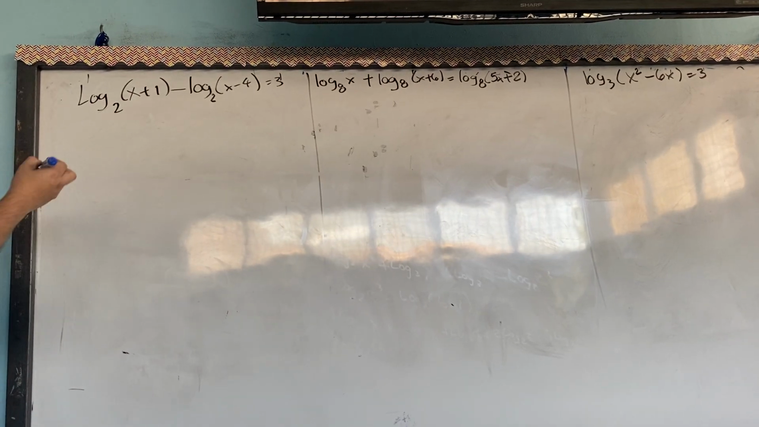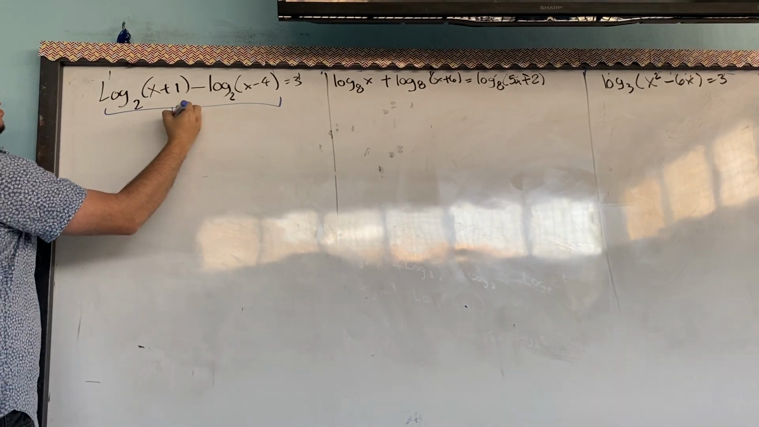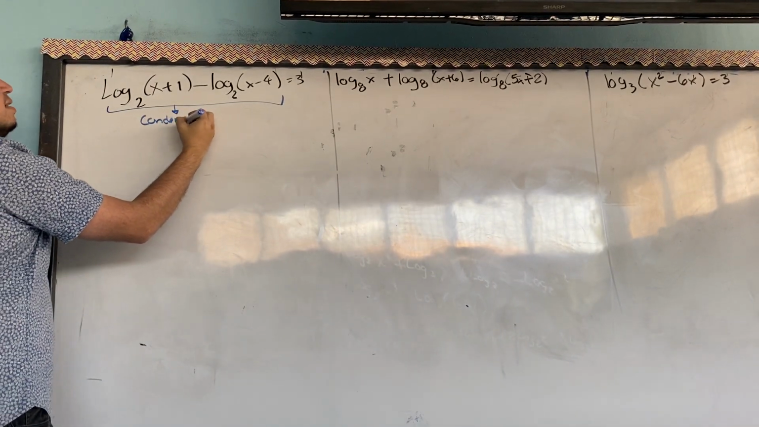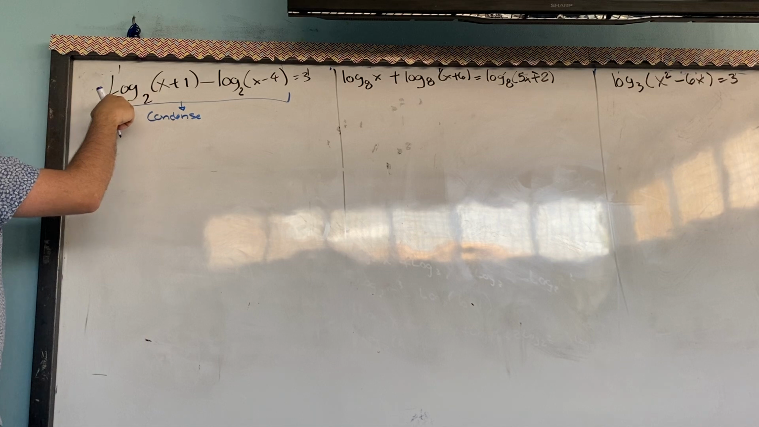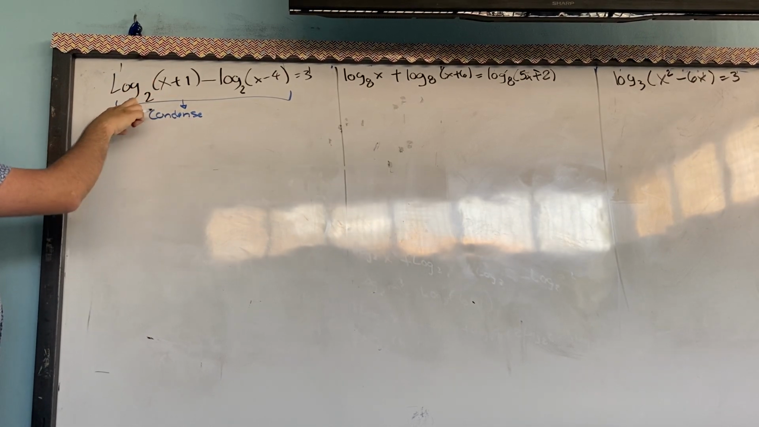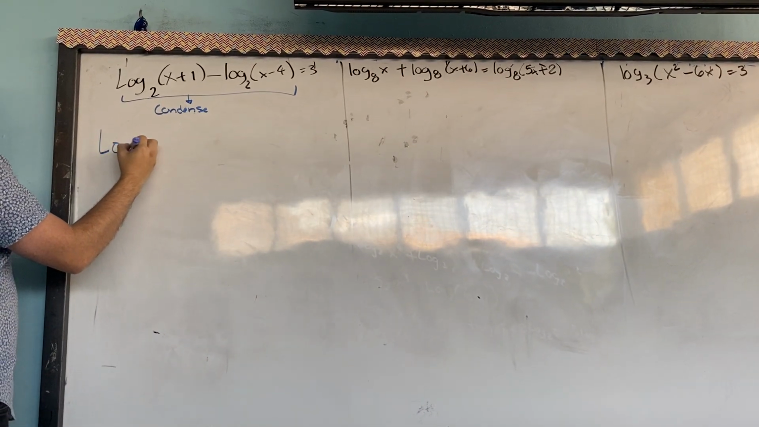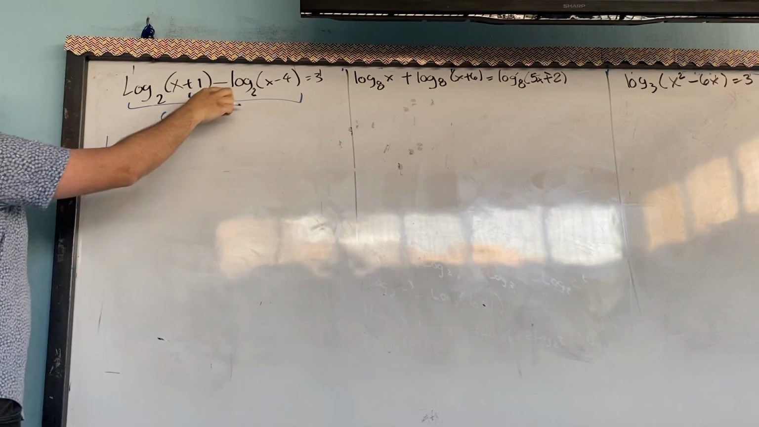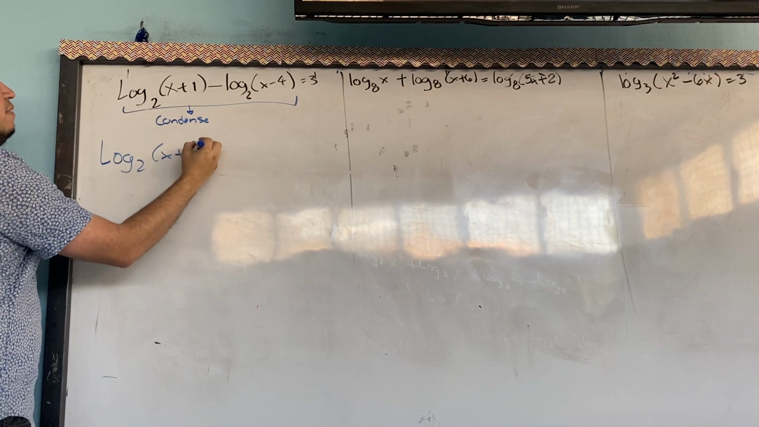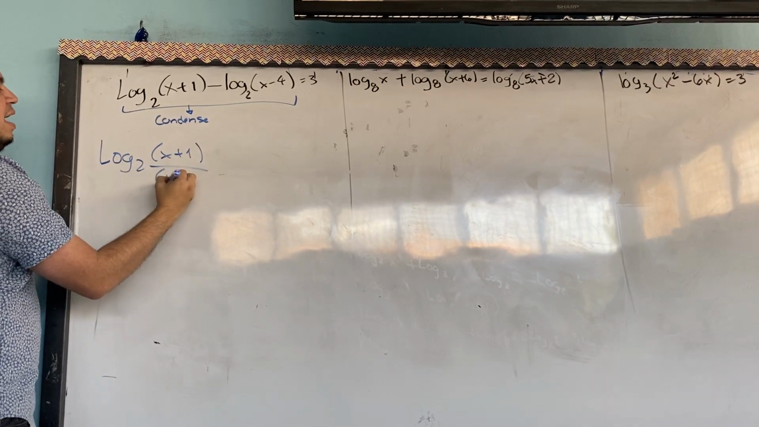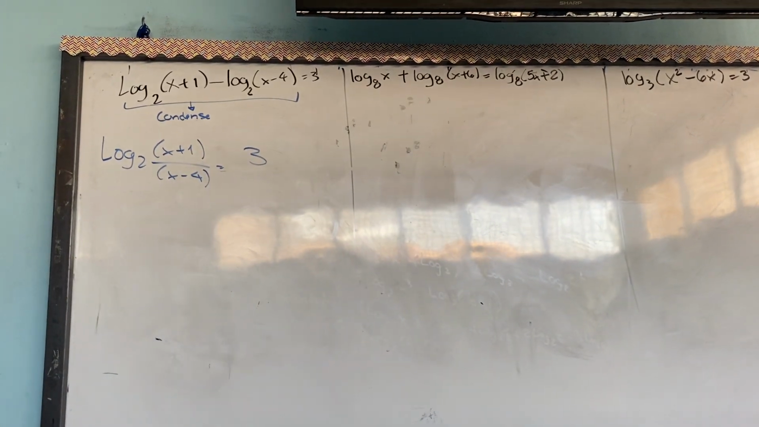In this one, when you have 2 logs on the same side, what do you have to make? First, we have to condense. Excellent. So we have to condense. So in this one, we're going to copy. You have to check that they are the same base, right? This is log of base 2, log of base 2. So we copy the log of base 2, and then what sign do we have in the middle? So that means that they are divided, right? x plus 1 divided by x minus 4. And all of this will be equal to the 3 that we have on the other side, like this.